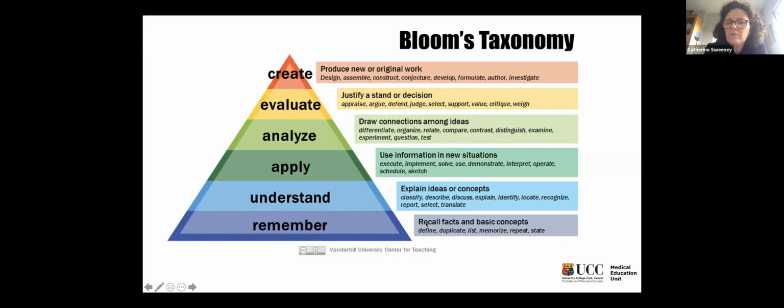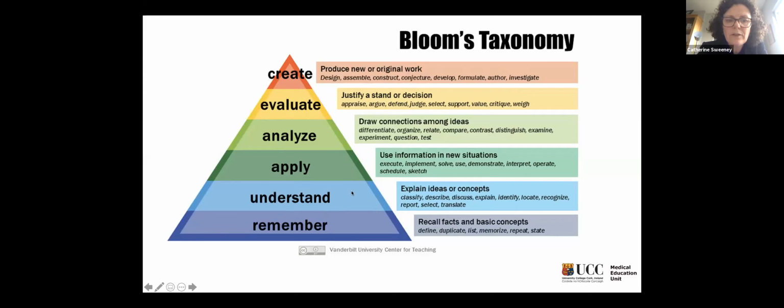So the kind of things that you cover with this is students should be able to define something or list something or repeat something or identify something or classify or describe. And as you move up Bloom's taxonomy, you're increasing the levels of complexity of what students are going to learn. Okay, so as you move up, often we don't get quite up to this level.